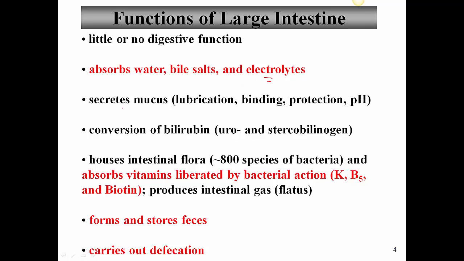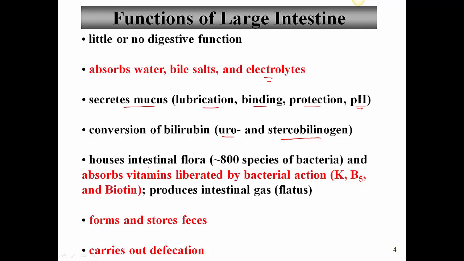As we said, there are abundant goblet cells which secrete mucus. This helps in lubricating, also protecting the wall of the large intestine, regulating the pH somewhat in the large intestine, and also binding the material together that passes through it. In here we have the conversion of bilirubin to urobilinogen and stercobilinogen. These products are present and some of them will be reabsorbed.